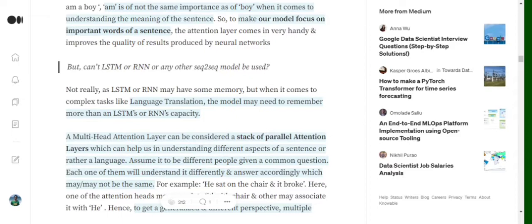Now, what is multi-head attention? In multi-head attention, instead of just one attention layer, we are placing multiple attention layers parallel to each other. For example, if the embedding of a particular token is of size 20, we divide this embedding into multiple segments and then feed each segment to a different attention layer, calling it multi-head attention.